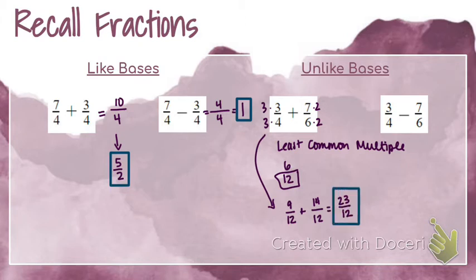And I use the same fractions in this one as well, so we're still going to multiply by 3 and multiply by 2. So we'll get 9/12 minus 14/12. And that is going to give us 9 minus 14, which is -5 over 12. All right, so we've refreshed our memory on fractions a little bit.